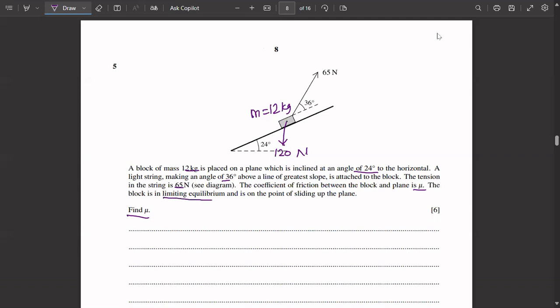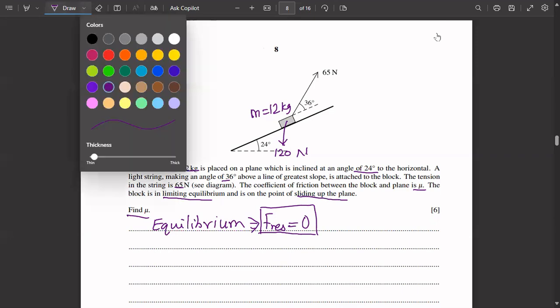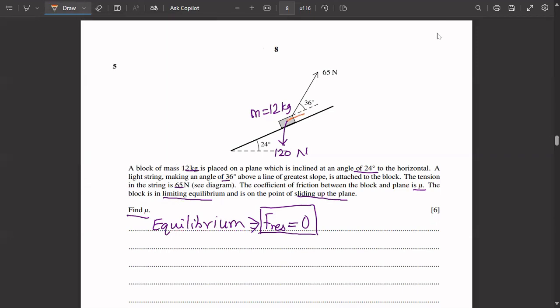Okay, so this is a new statement. The block is in equilibrium, and that means the resultant force on the object is zero. That means there are no net resultant forces on the object. That's what we need to understand. And it is on the point of sliding up the plane. Okay, so that means this motion is going to be upwards.